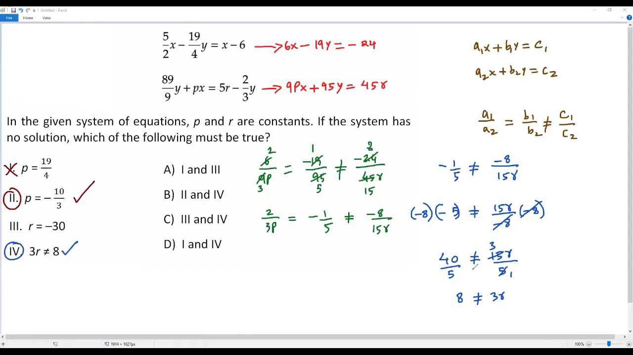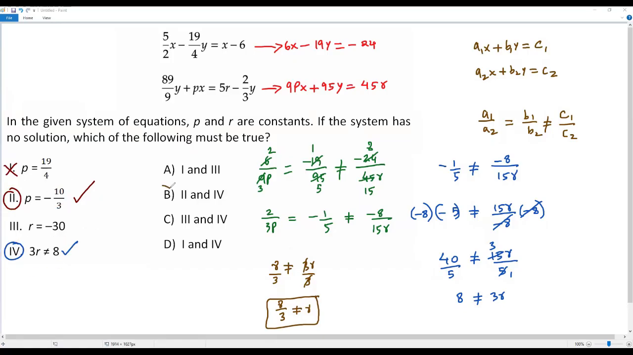Now to verify the third statement, let me take this result, that is 8 is not equal to 3r. Now let me divide these two quantities by 3. Then this 3 will cancel out. I am getting 8 over 3 is not equal to r. Here I am getting a result that the value of r is not equal to 8 over 3. And also this result does not provide any information about the exact value of r. Here in the third statement, we have r equals negative 30. Since we do not have any information about the exact value of r, we cannot conclude whether the third statement is true or false. So from the given information, the second statement and fourth statement are true.